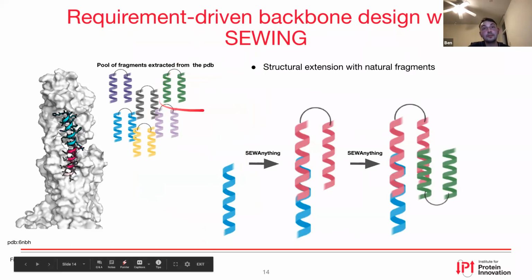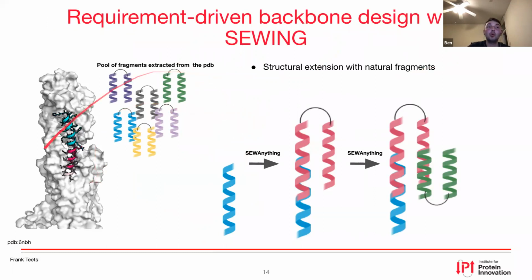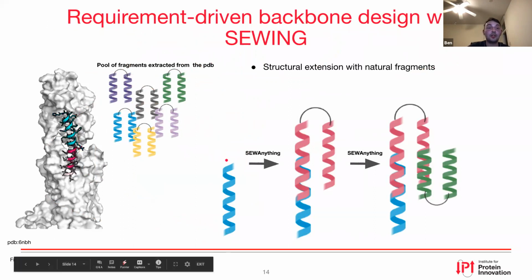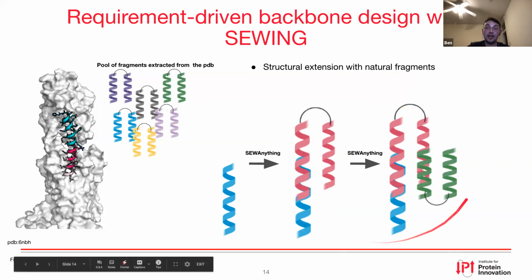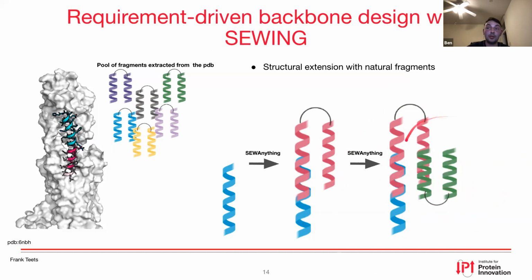So SEWING. SEWING stands for structural extension with natural fragments. And what we do is we have this pool of millions of helix-loop-helix structures from the PDB. And in this case, I give it the input structure with this input helix, represented here in blue, and we sample this pool of fragments to find fragments that align well with our input structure. And when we find such a fragment, we chimerize it together. So we have then 2 helices, and then we can repeat this step with the second helix, and then end up with 3 helices. And after we have 3 helices that fulfill all our criteria, we move them on to our next stage.